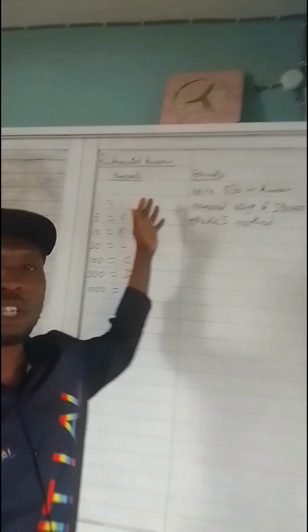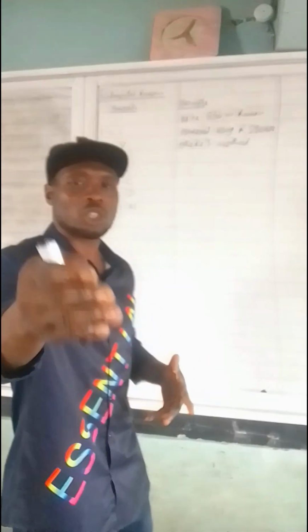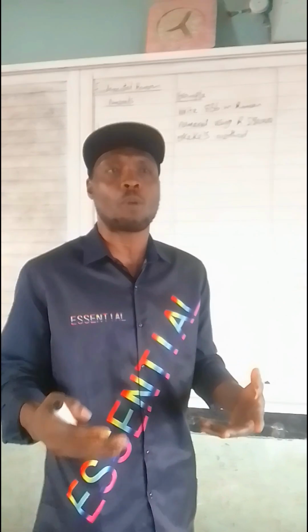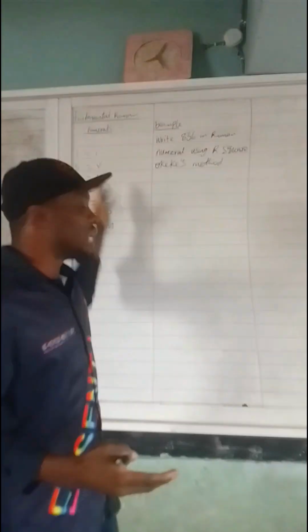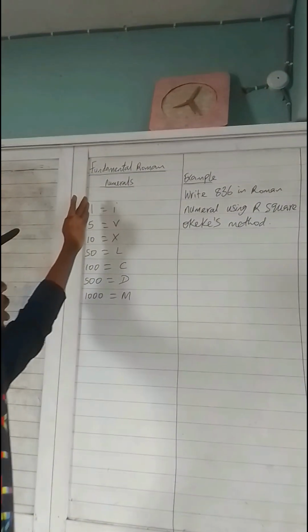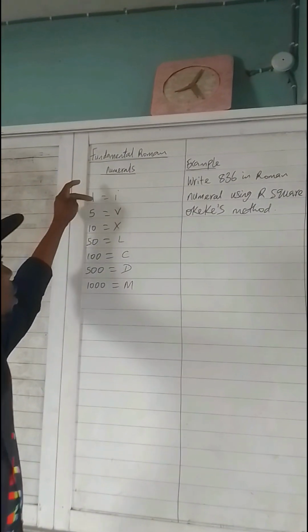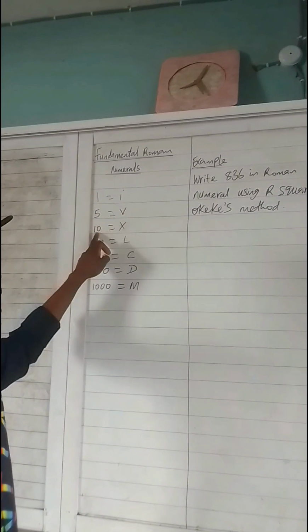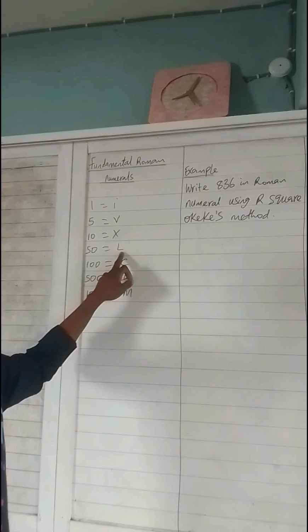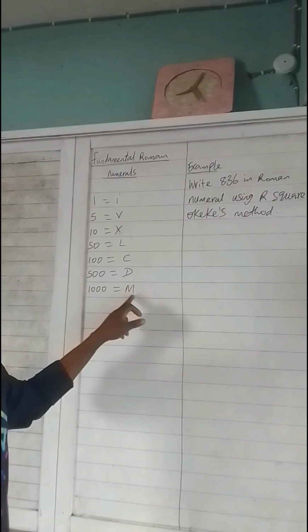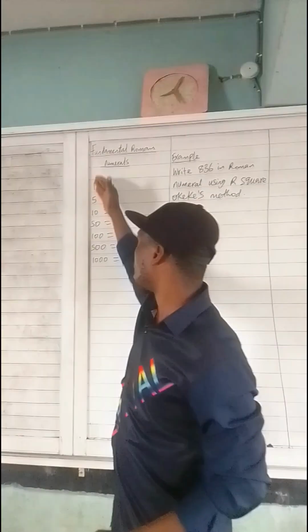For us to make use of this method, you must first and foremost know the fundamental Roman numerals. I call them the fundamental Roman numerals because they are the basic numerals. And these fundamental Roman numerals include 1 here is for I, 5 here is for V, 10 is for X, 50 for L, 100 for C, 500 for D, and 1000 for M, which means these are the Roman numeral fundamentals and these are Arabics.